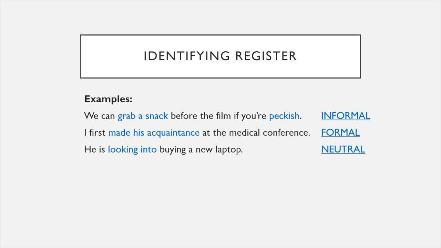Peckish just means a little bit hungry. I first made his acquaintance at the medical conference is an example of formal register. To make someone's acquaintance is to meet someone for the first time. And he is looking into buying a new laptop. So the phrasal verb to look into something is neutral. You could use it in a wide variety of contexts.